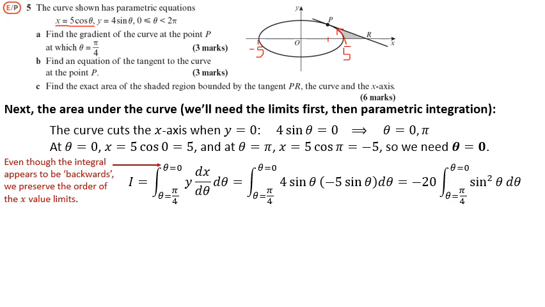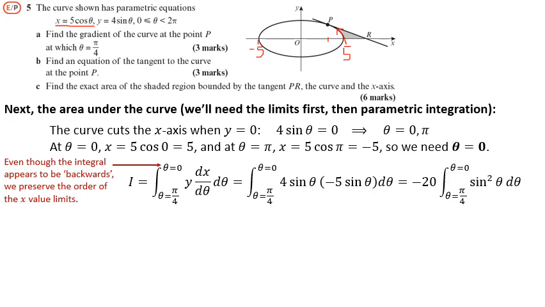We just need to make sure we preserve the order of whatever the x value limits were. If we do that, everything will be fine. So don't panic if you end up with an integral where your limits look like they're backwards. Don't change them just because they look like they're backwards. Sometimes they need to be. Now we have the integral of y dx, but we've already divided by d theta and multiplied by d theta. That allows me to write this all in terms of the new parameter theta.